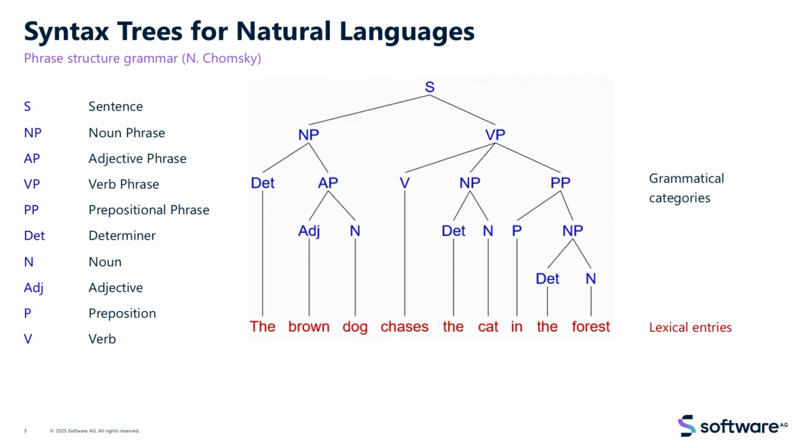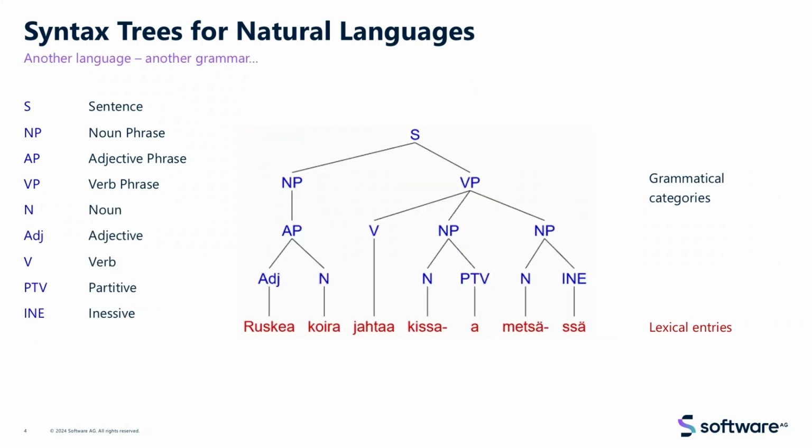And what you see is that you have certain grammatical categories all listed here on the left side, and then these lexical entries at the bottom. So that is a very simple example in English. You may have seen this, especially if you have stumbled into any linguistics class or so. Of course, if you have another language, you have another grammar.